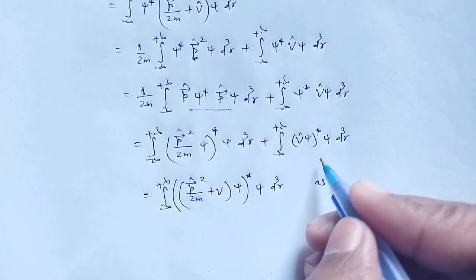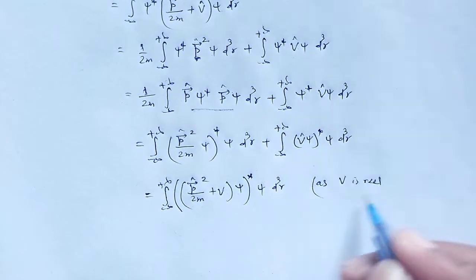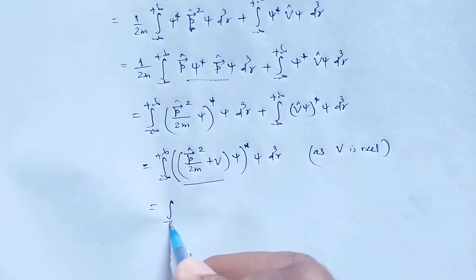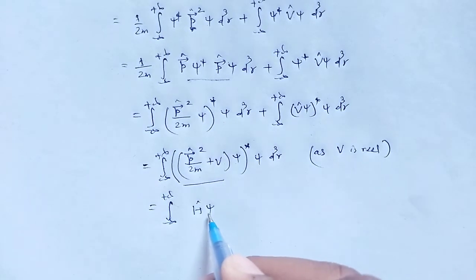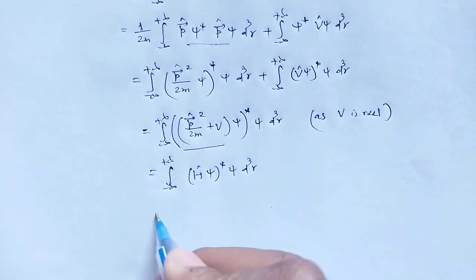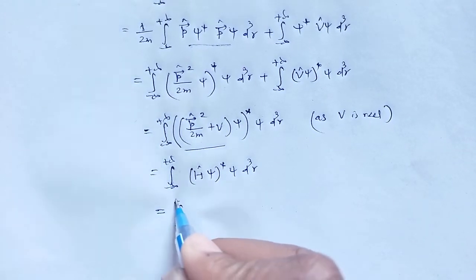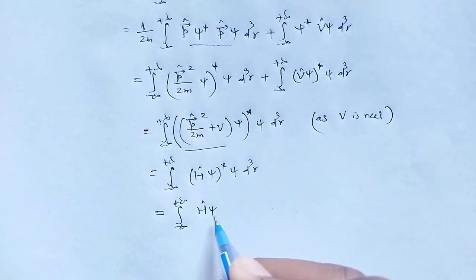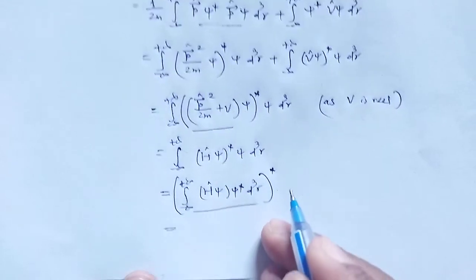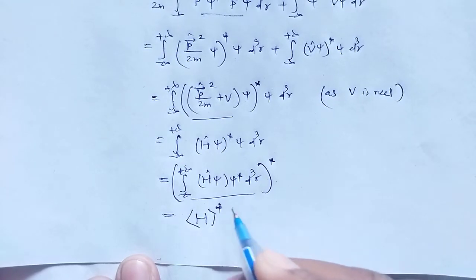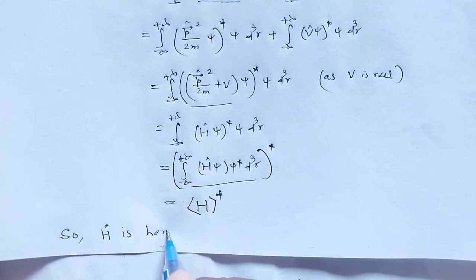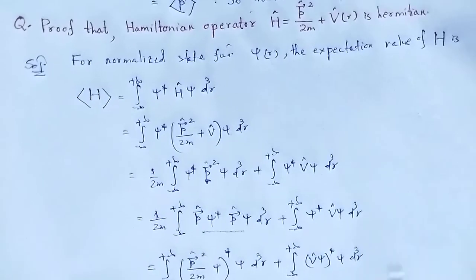Here, as V is real, in the sense its complex conjugate is also a real quantity, that is the Hamiltonian operator. Integration from minus infinity to plus infinity psi star Ĥ psi d³r can be further written in terms of the complex conjugate as minus infinity to plus infinity Ĥ psi star d³r, whole conjugate. That is the expectation of H and its conjugate. So we can say Ĥ, that is the Hamiltonian operator, is Hermitian. The Hamiltonian operator is Hermitian.